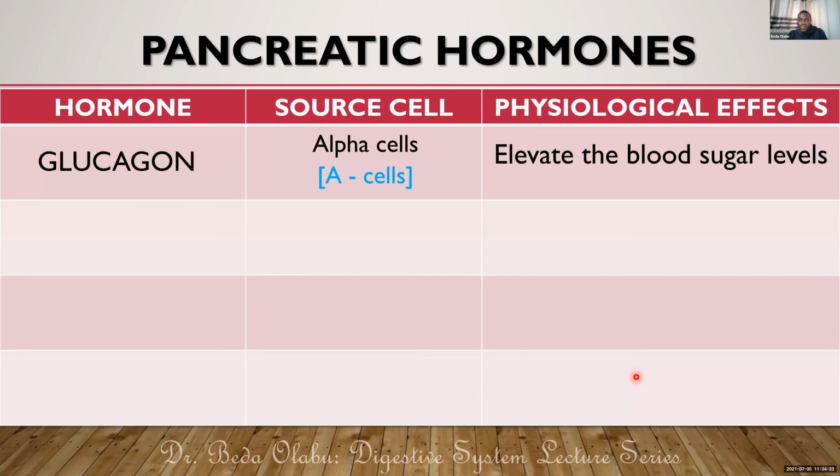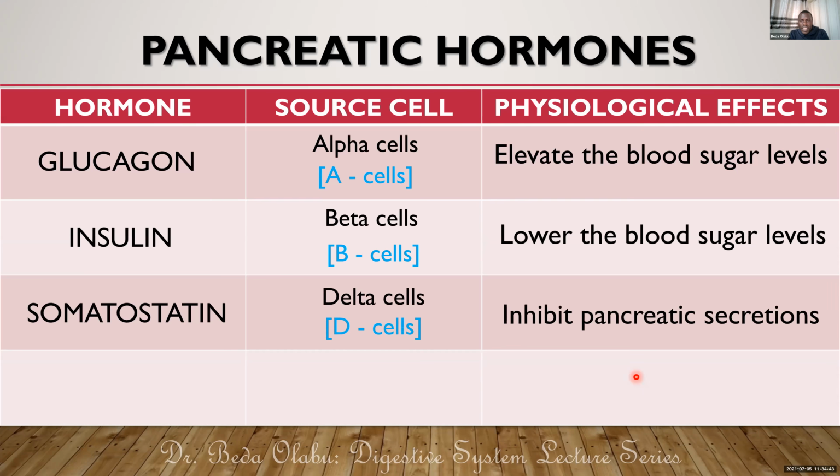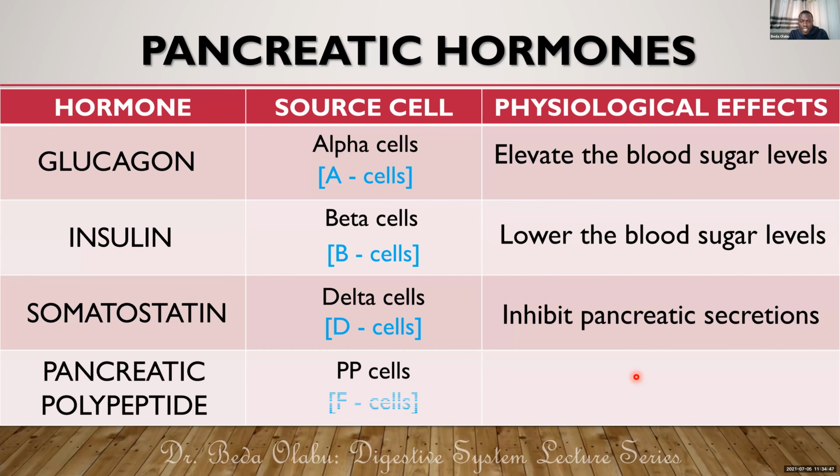Glucagon was to elevate the blood sugar levels. Insulin lowers the blood sugar levels. Somatostatin is basically the one that inhibits pancreatic secretions. And pancreatic polypeptide is known to slow down food, although there could be other roles that are not clear.